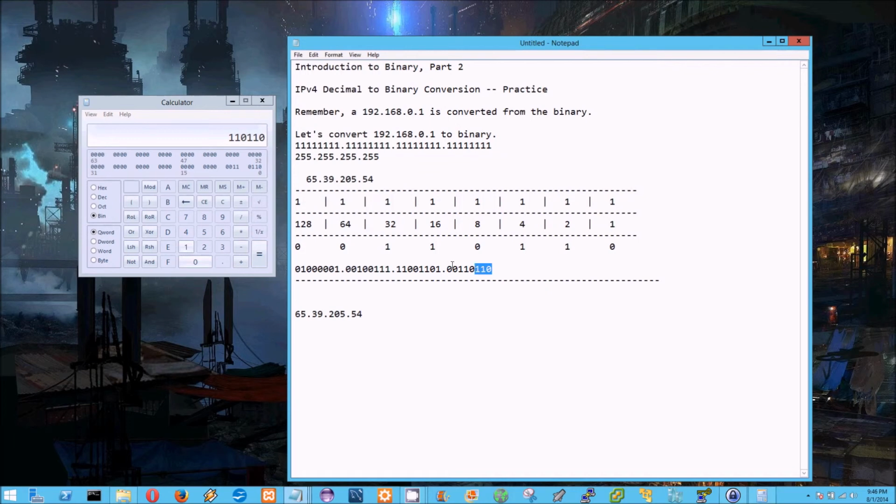Okay, and this is the binary IP address of 65.39.205.54. So that's some practice for you. Like I said, it just takes time. It just takes you doing these things. But it is a useful skill to have, and you will be glad that you know this stuff, especially when you go into subnetting, variable length subnet masking, and the more advanced IP configurations. This will come in very handy, and you will be ahead.